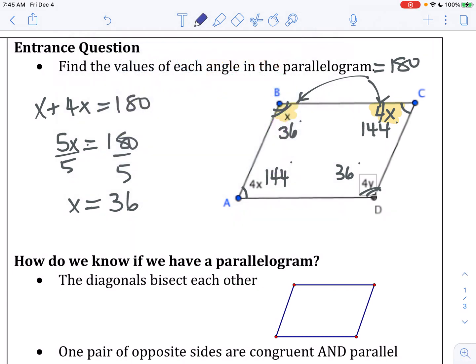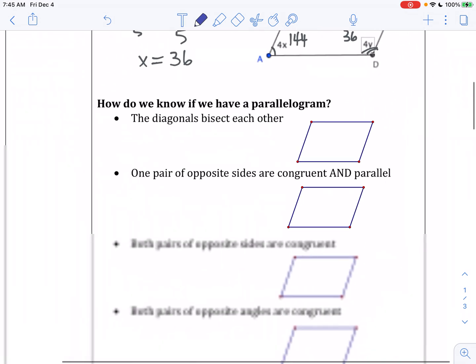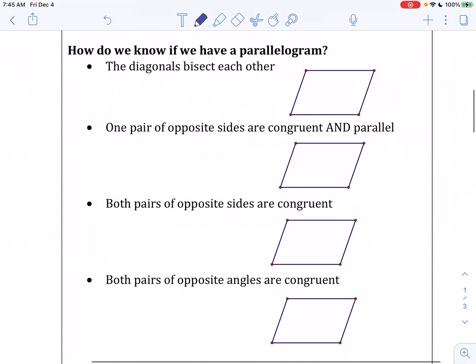All right, continuing on. We know that parallelograms are four-sided shapes, so quadrilaterals where we have opposite sides parallel. And last time we talked about some of the properties associated with parallelograms. What we're going to look at right now is if these four things, if you look at them individually, if this is all you know about a figure, it's enough to say, yep, it's a parallelogram.